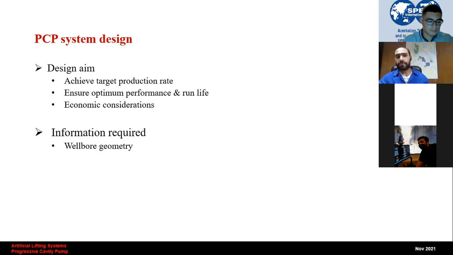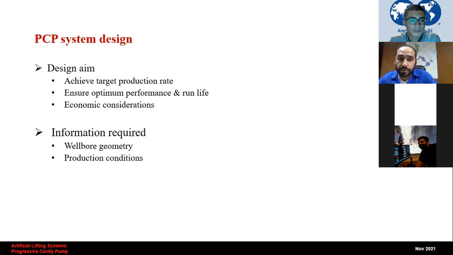In order to get a successful design, some information must be available and accurate. Information about the wellbore geometry. We need to know the wellbore, is it vertical or horizontal? If it's horizontal, we need to know the kickoff point, inclination, and azimuth versus depth over the whole length of the well. We will also need to know the casing size, grade, and ID.